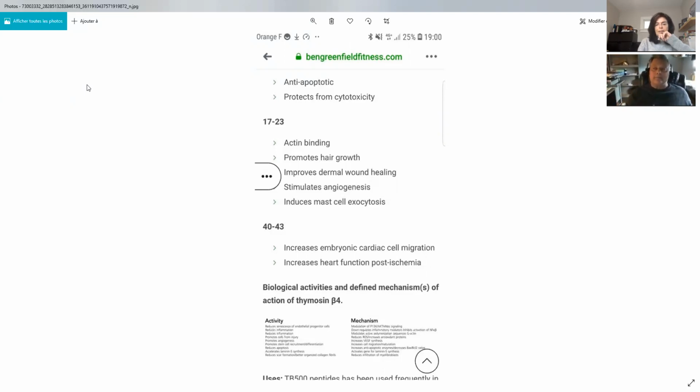So can you explain something to me? Induces mast cell exocytosis. What does that mean? I don't know. People will have to go on Google. I'm going to look that up. I don't know everything. Okay. Yeah, give me 2 weeks. I'm going to look into it. And I'll send you those.